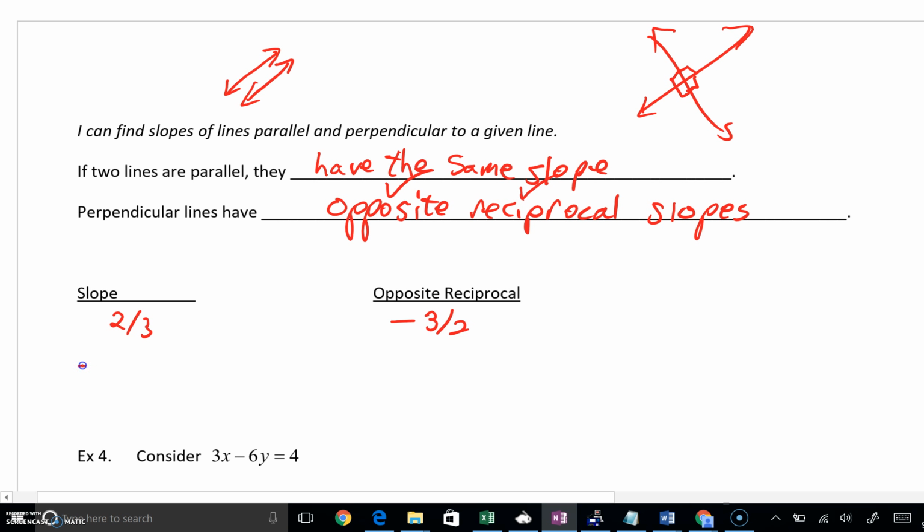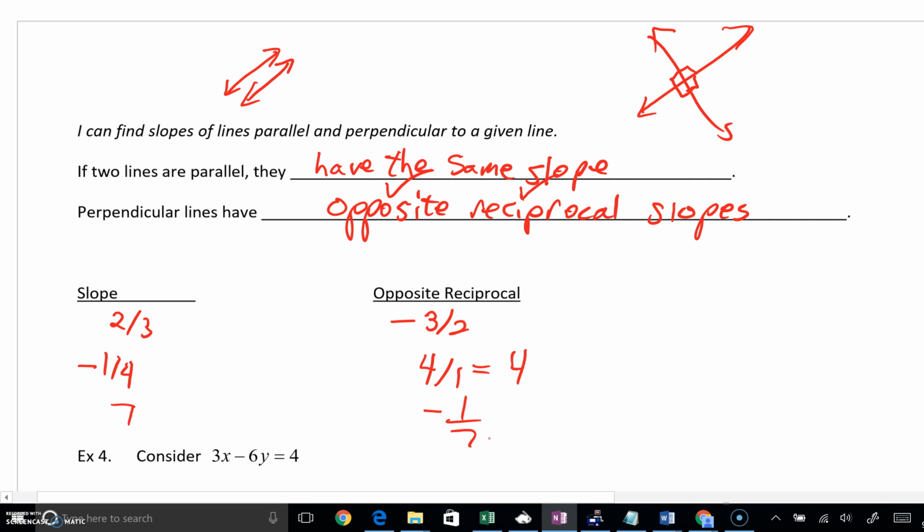Let's say that I gave you -1/4. What would the opposite reciprocal be? +4/1, which is just going to be a 4. And likewise, I could give you something like a 7 right here. What's the opposite reciprocal of a 7?